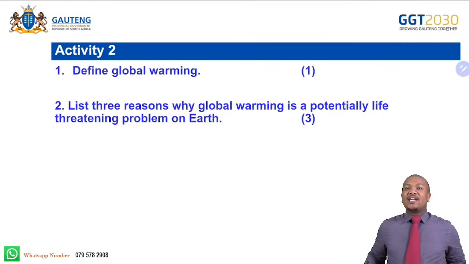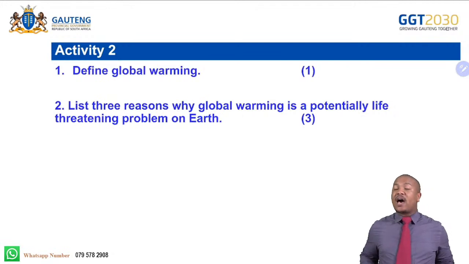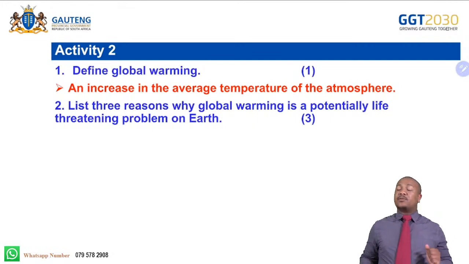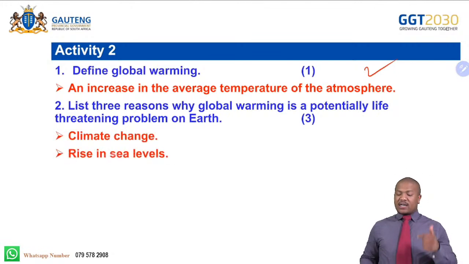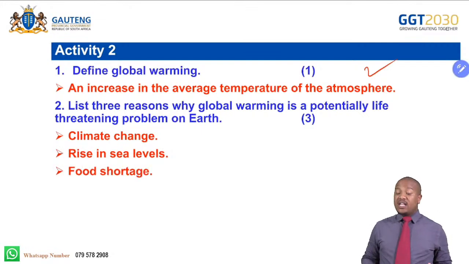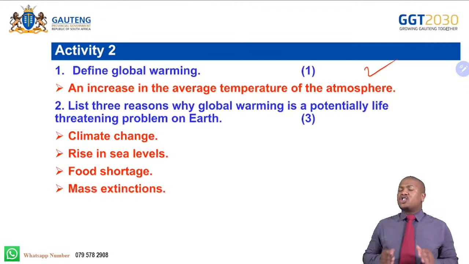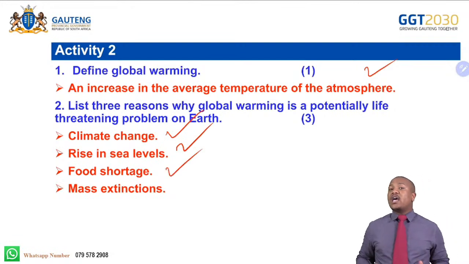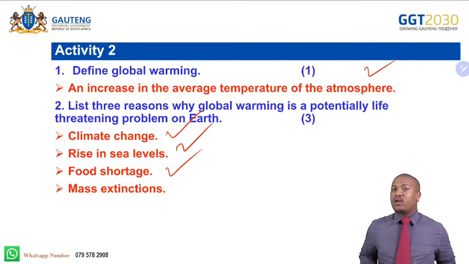So now, let's look at the solutions, right? Number one is saying define global warming. And we define global warming as an increase in the average temperatures of the atmosphere. Then list 3 reasons why global warming is a potentially life-threatening problem on Earth. This is because it leads to climate change, it leads to rise in sea levels, and also it leads to food shortages, and also it leads to mass extinctions. So any of the 3 that you might have written, mark correct, and also take a quick minute to copy down the corrections.